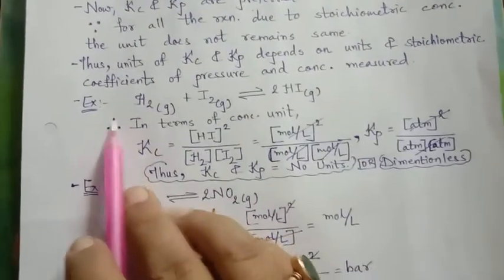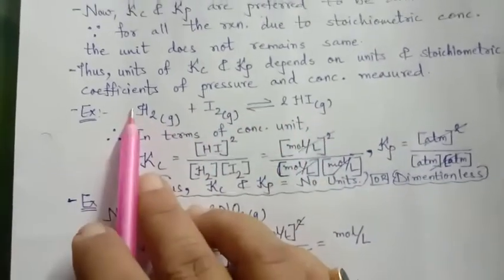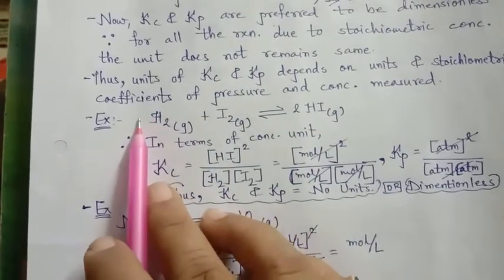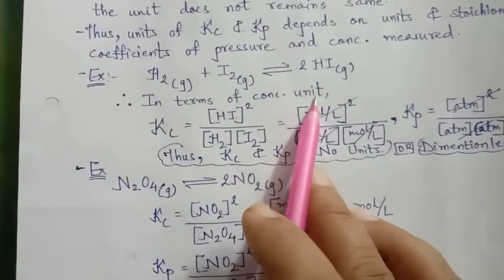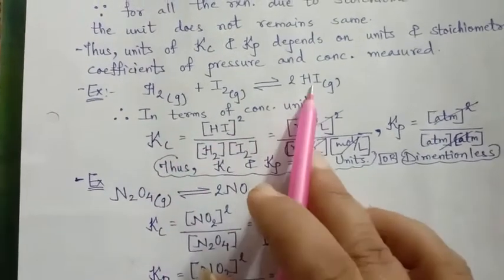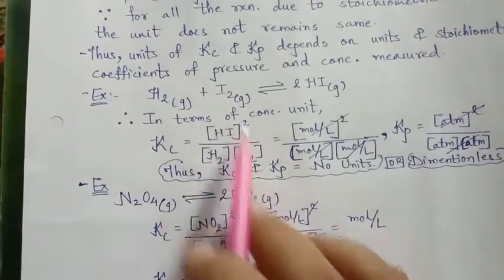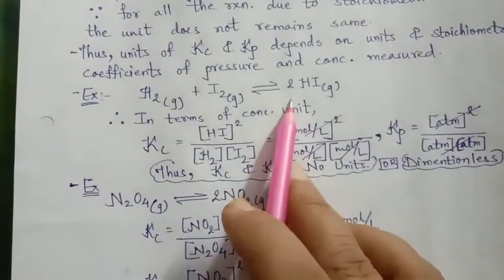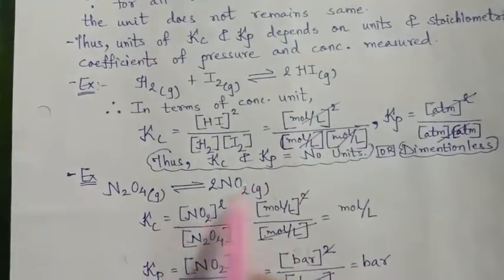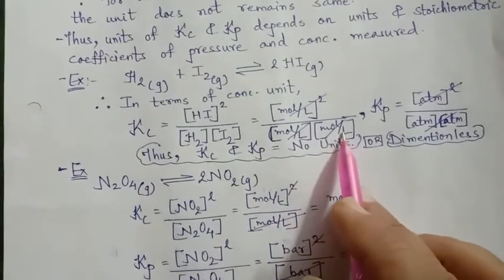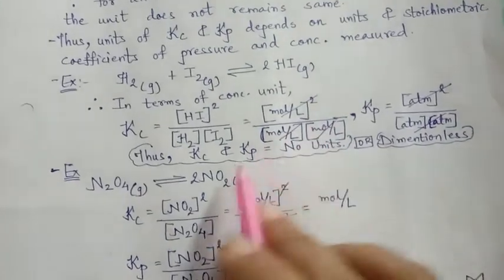Let's take an example here. H2 gas reacts with I2 gas to give hydrogen iodide. Here the stoichiometric coefficient is 1 mole, but here it is 2 moles. So, in terms of concentration, Kc is equal to [HI] raised to 2 upon [H2] raised to 1, [I2] raised to 1. Now, the concentration unit is mole per liter. So [HI] squared means mole per liter squared, that is mole per liter into mole per liter. So this will cancel.